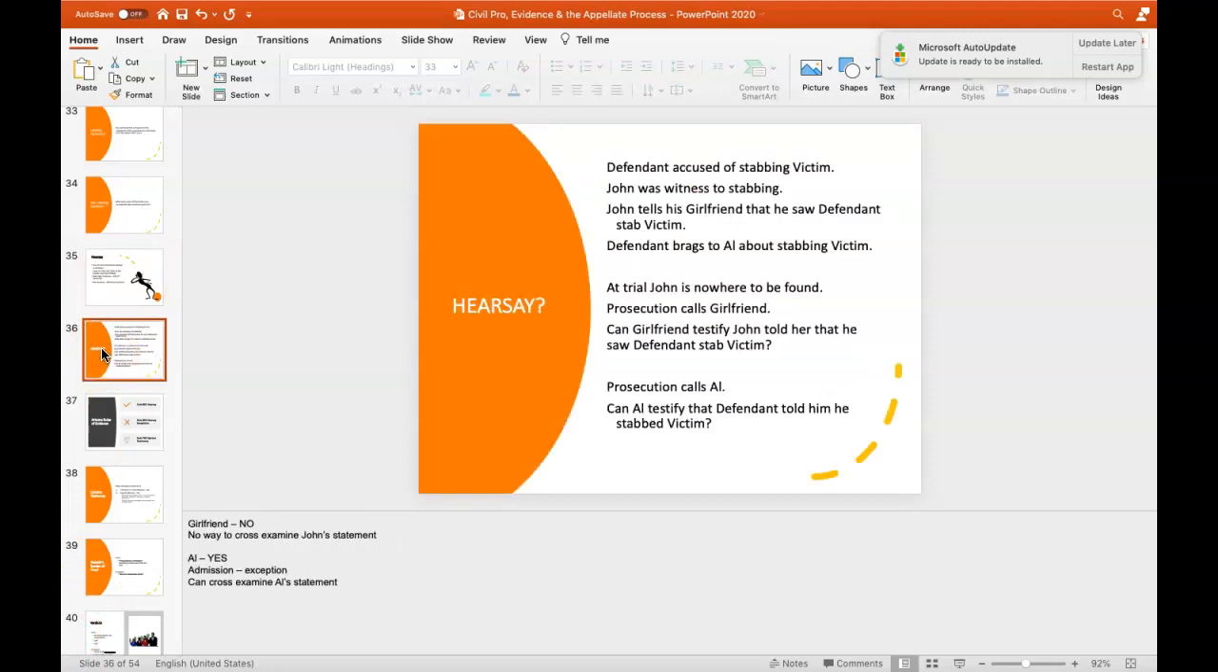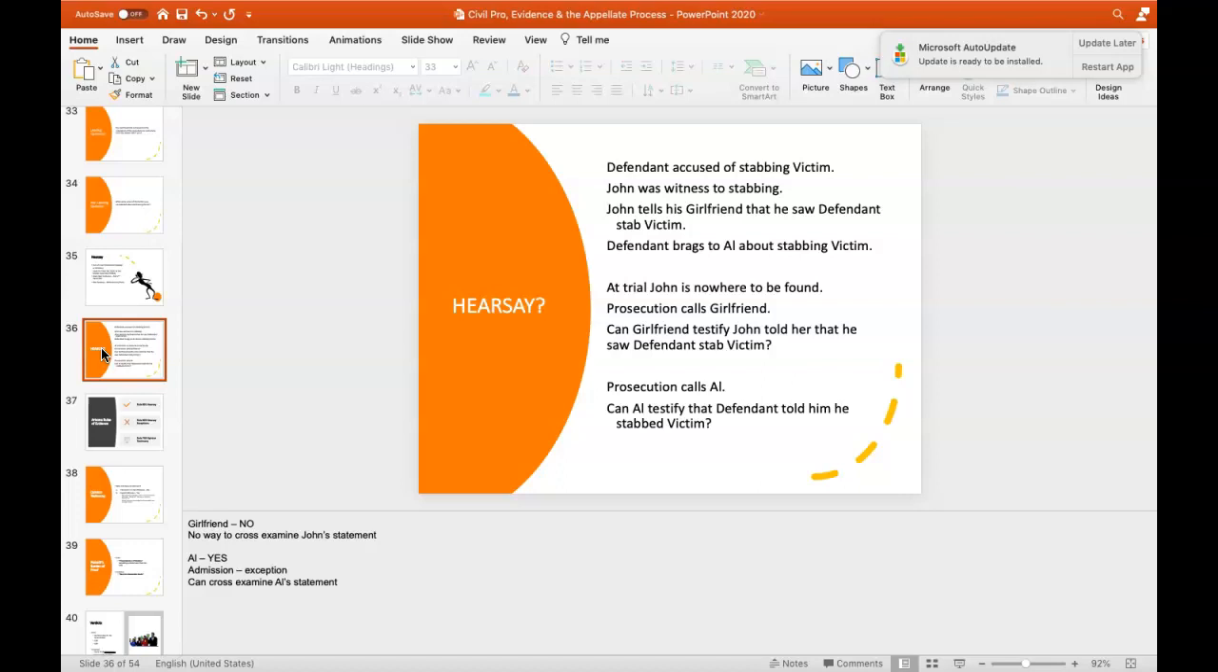Here are a couple examples of hearsay. Defendant is accused of stabbing victim. John was a witness to the stabbing. John tells his girlfriend that he saw defendant stab victim. Defendant then brags to Al about stabbing the victim. At trial, John, who told his girlfriend about the stabbing, is nowhere to be found.